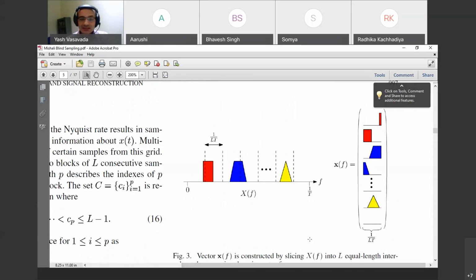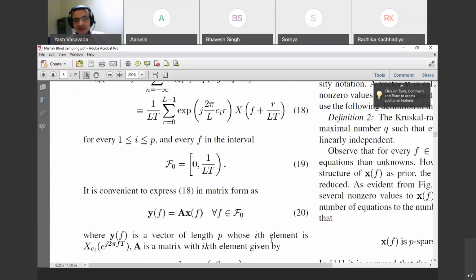What these authors have said is that if and only if this X of F is sparse, meaning that these blues and reds are very small compared to the length of this X of F. Basically, this X of F is mostly filled up with zeros and only few non-zeros. Then this linear algebraic equation can be solved. And the authors have used an algorithm which is known as orthogonal matching pursuit algorithm. But there are other algorithms also possible.